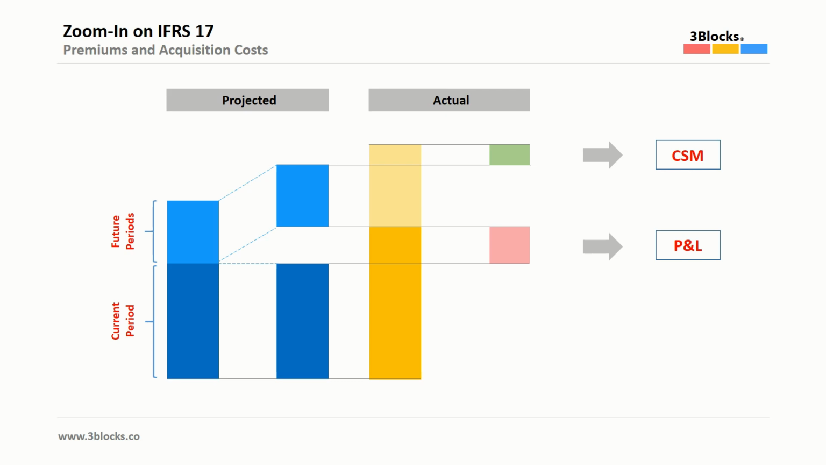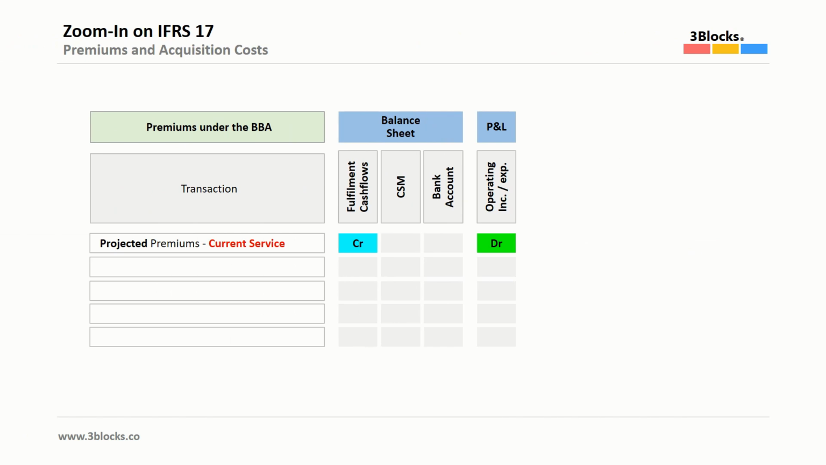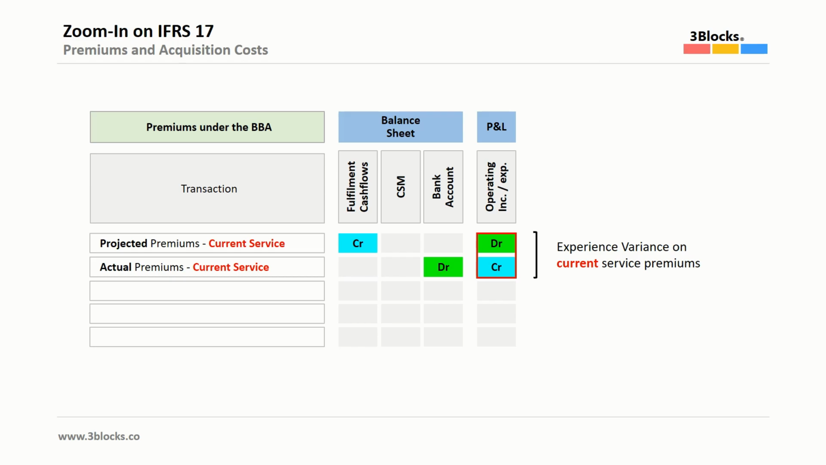Let's go through the accounting journal entries related to the premiums and acquisition costs, starting with premiums. The part of the projected premiums associated with the current service is credited to the fulfillment cash flows and debited to operating incomes and expenses. At the same time, the part of actual premiums related to the current service is debited to the bank account and credited to the operating incomes and expenses. In consequence, what is really registered as other incomes and expenses is the experience variance corresponding to the current service.